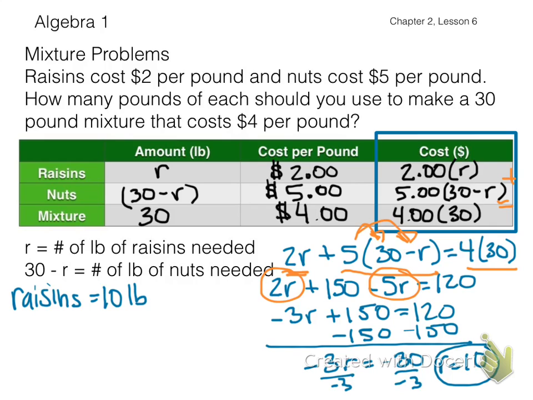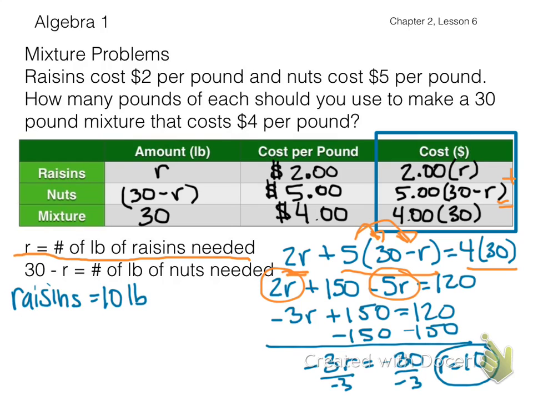Guess what? I'm going to get 10 pounds of raisins. R equals 10. And just remember what your variable is. Writing a little note to yourself at the beginning before you start the problem might help you remember what R is. R is pounds, and it's pounds of raisins. So when R equals 10, that means we have 10 pounds of raisins. Keeping an eye on what your variable means can be very helpful in the long run.